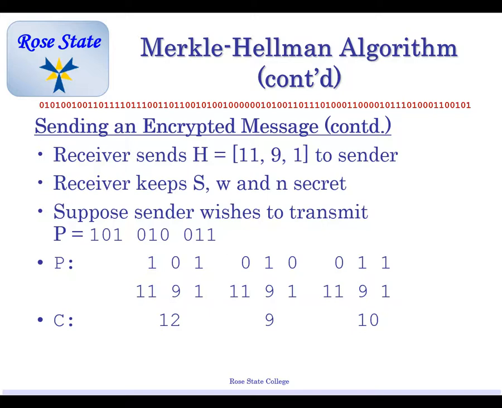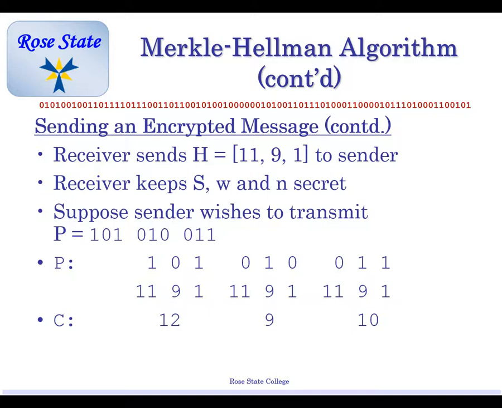So, I send the 11, the 9, and the 1 to Austin. I keep the simple knapsack, the W, and the N. I don't share them with anybody. Now we want to send this plain text. Again, plain text is always in binary. You want to send 101, 010, and 011. They're broken into groups which happen to be equal to the number of digits in our hard knapsack. That's why they're in groups of 3.